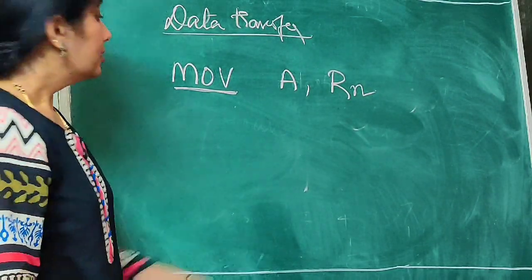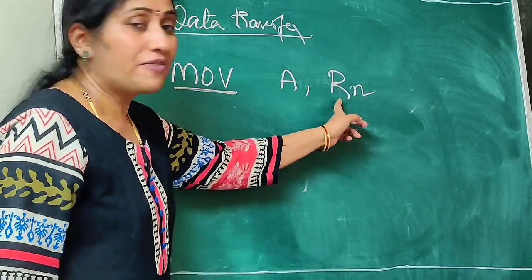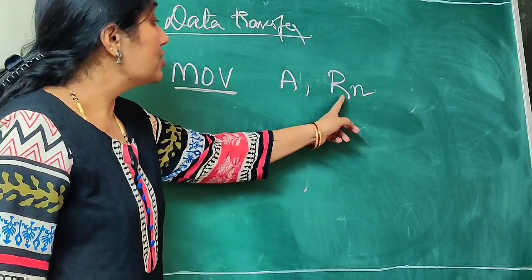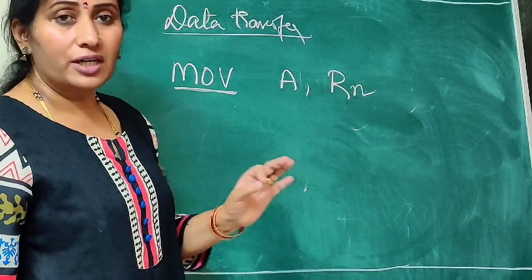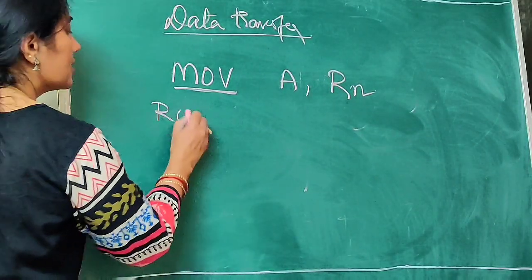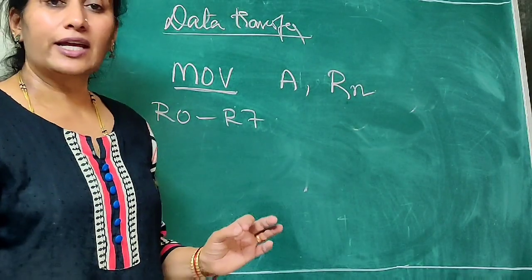Where is the data? The data is in the source. How is it specified? It is specified as Rn, in the register. We have seen the working registers, that is R0 to R7. We are having 8 working registers.